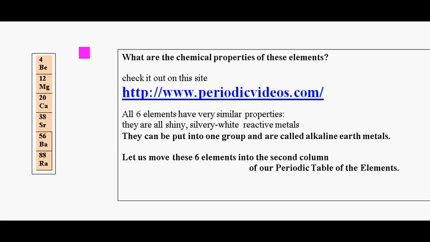We study again the chemical properties of these elements by using the website periodicvideos.com or Wikipedia. We find that all 6 elements have very similar properties. They are all shiny, silvery white reactive metals. This makes it plausible to put them into one group, and they are called alkaline earth metals. Let us move these 6 elements into the second column of our periodic table of the elements.